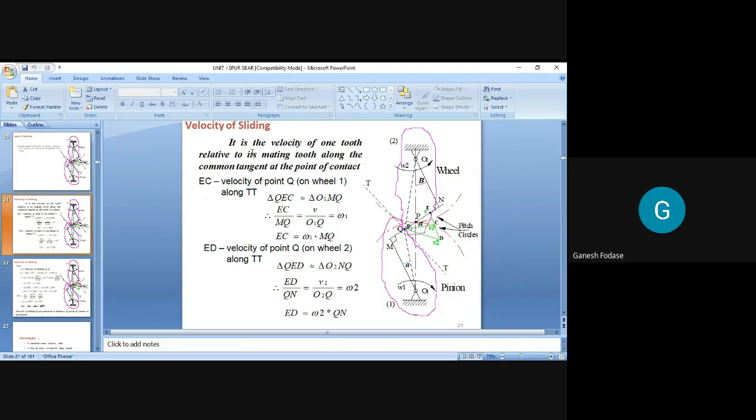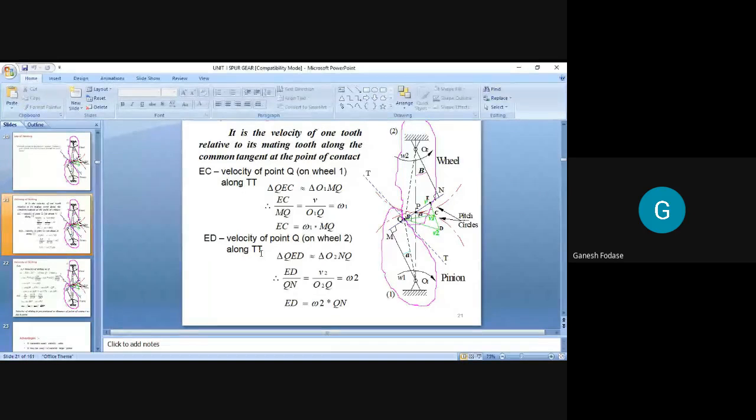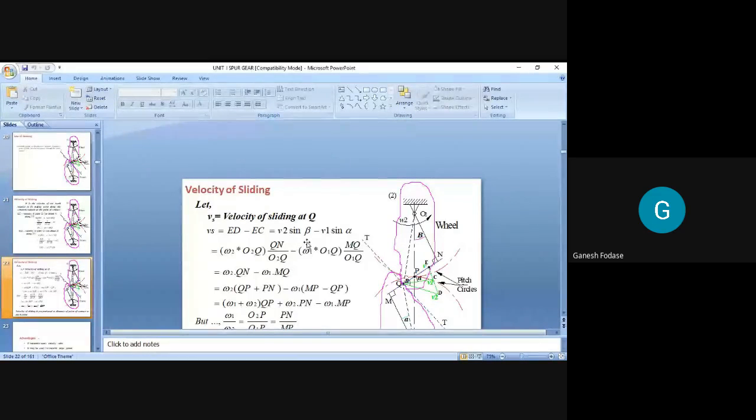So first I consider the velocity of one tooth relative to the meeting tooth along the common tangent at the point of contact. This velocity is not 0, so we need to find out how much it is. Vs, the velocity of sliding, is nothing but the velocity of one tooth relative to the meeting tooth along the common tangent at the point of contact. Again we consider the same expression, v2 sin beta minus v1 sin alpha. Now here v1 and v2 make angles alpha and beta with the common normal, and hence they make 90 minus alpha and 90 minus beta with the common tangent. Hence the components are sin alpha and sin beta along the common tangent.